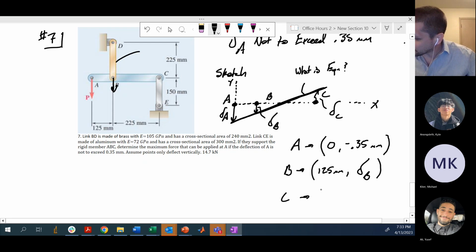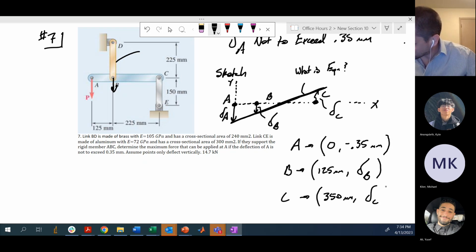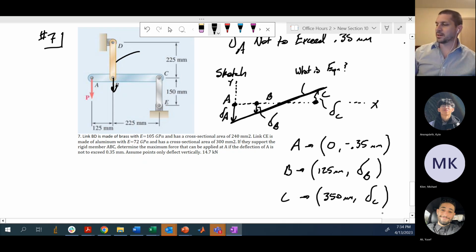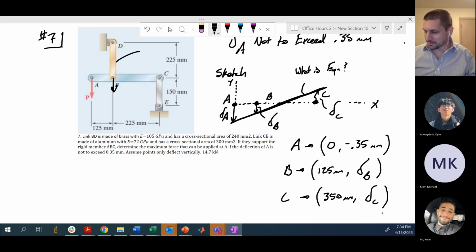C is going to go to 350 millimeters, and then its final location, let's just call it delta C, and we'll let the math take us there. So the question is, how do we establish delta B and delta C so that we can create our equation for our line and determine what the final positions of all of these things generally are?